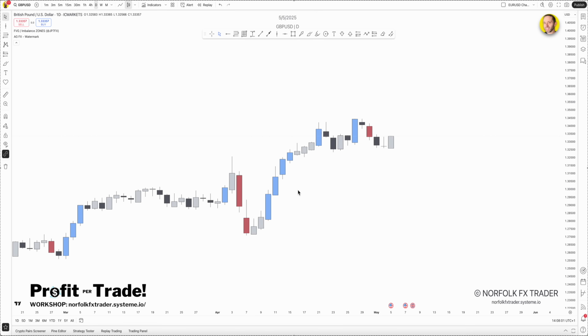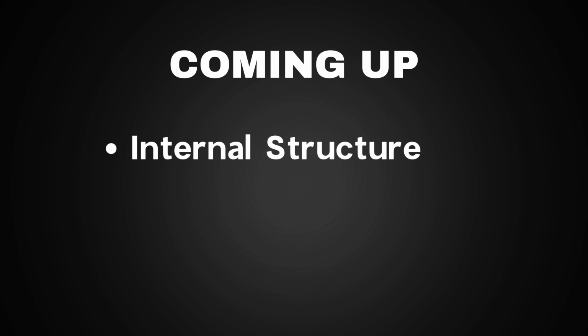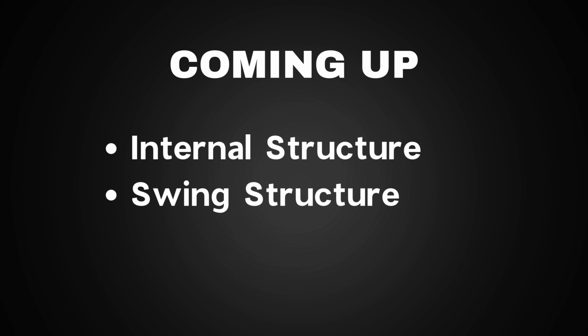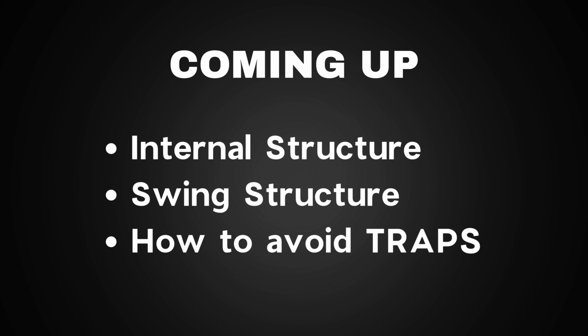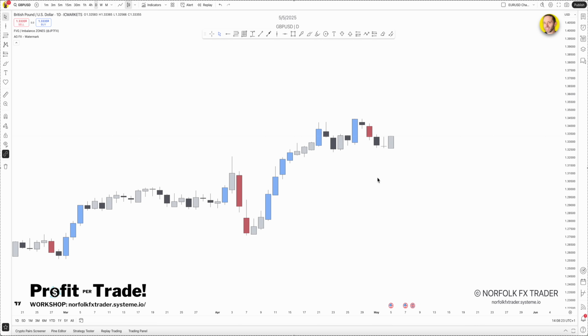Let's look at the pound US dollar here on a daily time frame. It's a great example on current price. We don't need to go back. We look at current price to understand how this smart money structure is going to work. We'll look at internal structure and the swing structure and how you can avoid these traps and understand what structure is really telling you. Let's first understand the smart money structure.